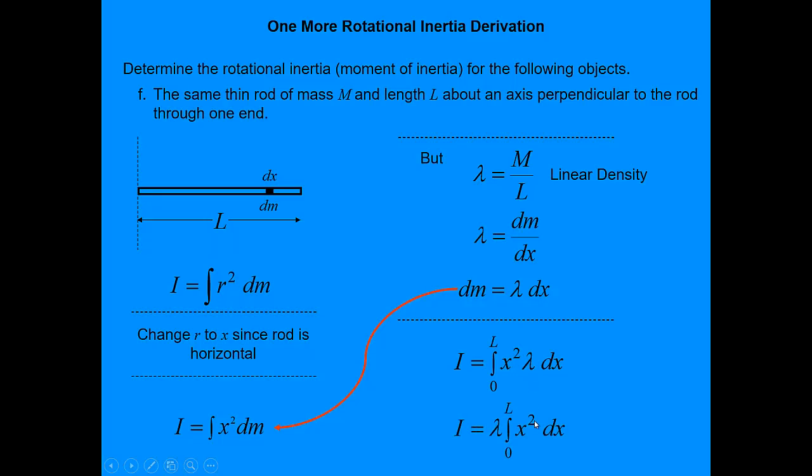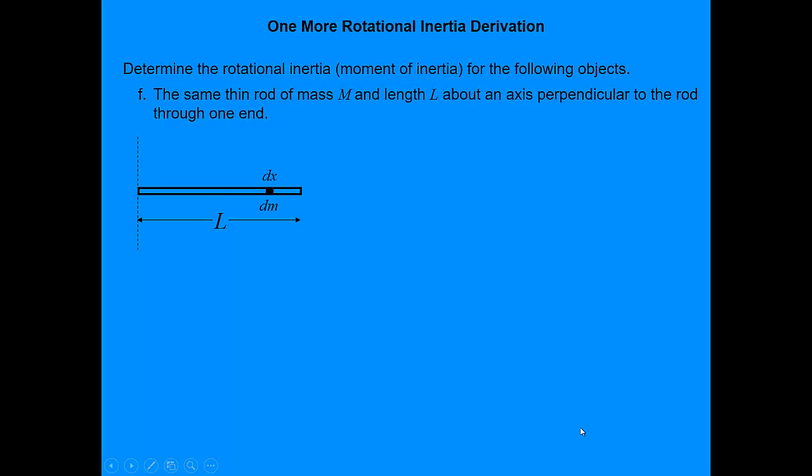Okay. So lambda is a constant, so it can be pulled outside the integral. So we have lambda times the integral from 0 to L of x squared with respect to x. The integral of x squared is simply 1/3 x cubed, add 1 to the exponent, divide by the new exponent, which we will evaluate at the upper limit, minus evaluating it at the lower limit. But of course, when you plug a 0 in there, you just get 0. So this leaves us with a rotational inertia of lambda L cubed over 3.